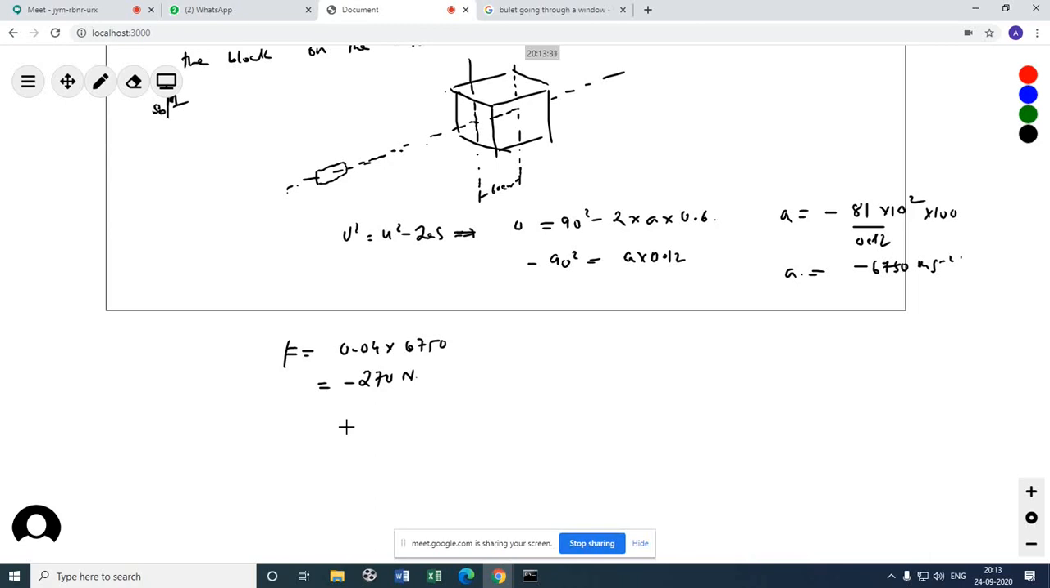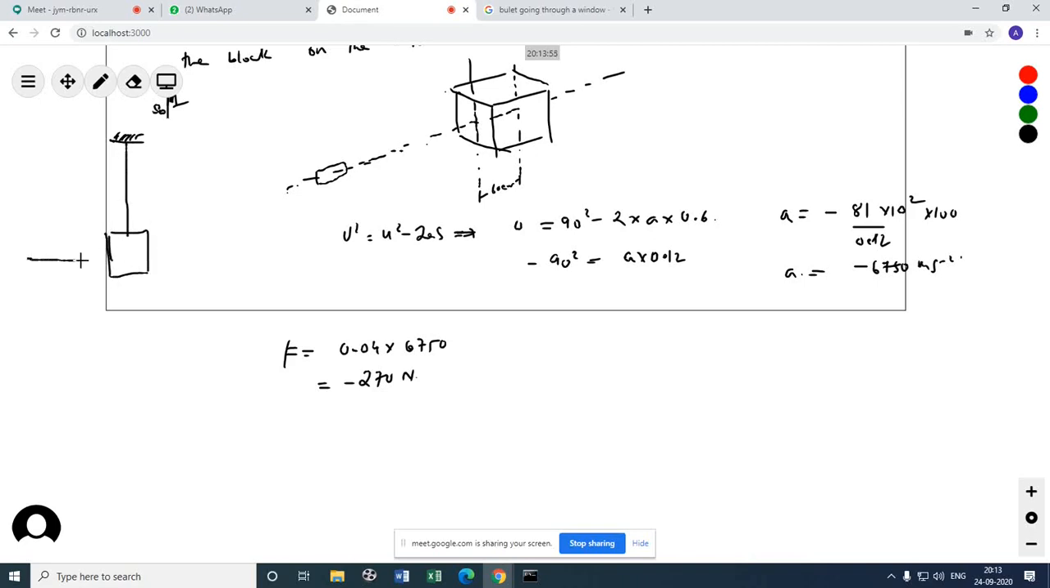Sir, but here when the wooden block applies the resistance force, its mass should also be taken. Yeah, I have taken the bullet mass. Why will we take the block mass? We will take it when needed; we will see. I will do one problem later.